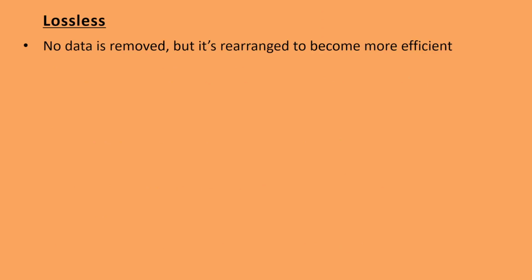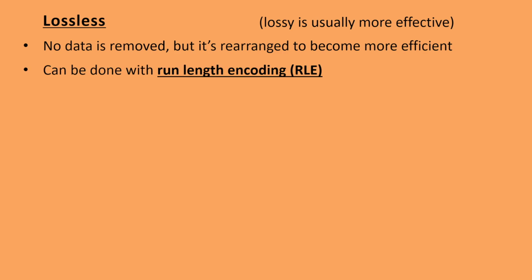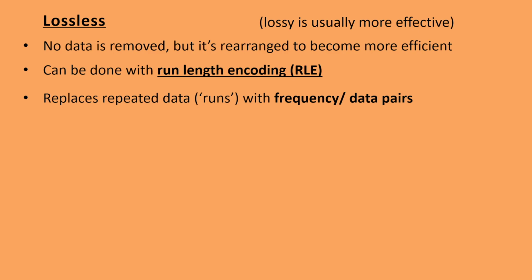So, on the flip side of that, you've got lossless. No data is essentially removed, but it's rearranged to become more efficient. You can always think of lossy as being a bit more effective as a compression technique. Let's not be confused about those two. This can be done using run length encoding. What essentially happens is this replaces the repeated data, otherwise known as runs, with frequency data pairs.